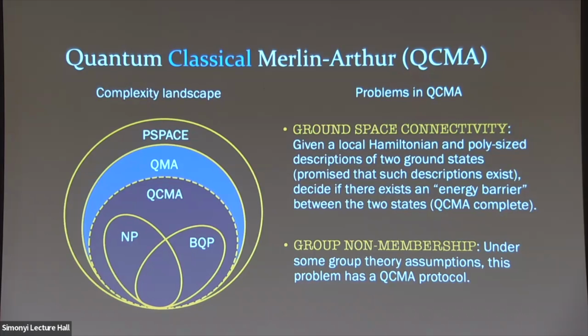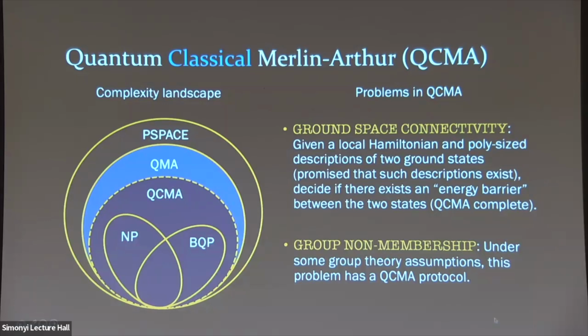So this problem is in QCMA because if there really was such a path, then the prover could just describe it: here are the local two-qubit gates that you apply, at most polynomial length. And there is a way for the quantum verifier to just apply the gates by itself and check that each intermediate state does lie close to the ground space.